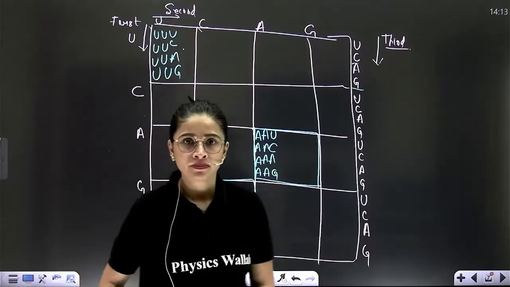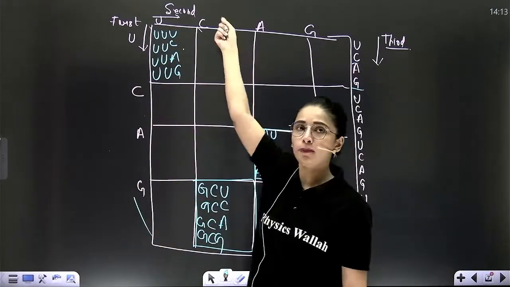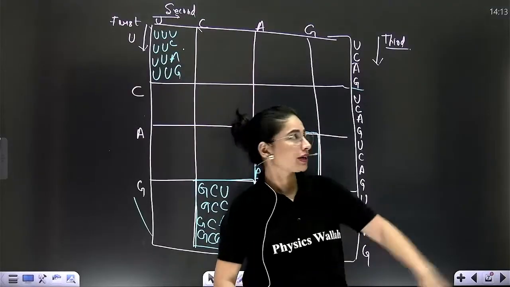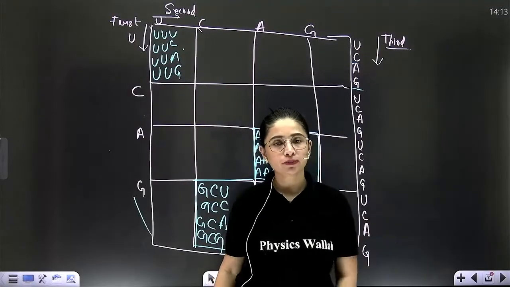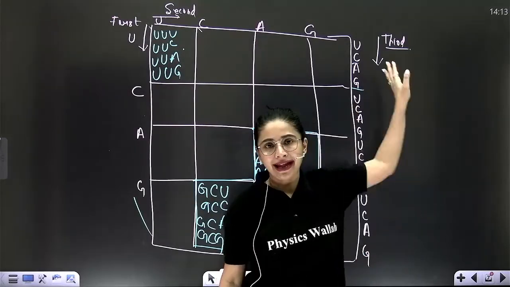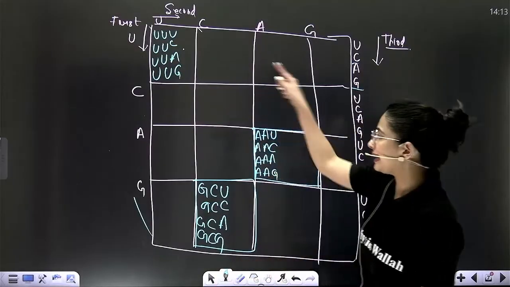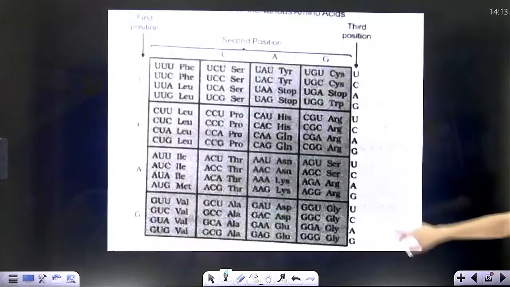Just remember that this position is telling you the first position of the nucleotide. The top one is telling you the second position of the nucleotide, and on this side you're going to mention all the nucleotides in the sequence UCAG only, and this is going to tell you the third position of the nucleotide in one codon. And like this you can fill the whole block.